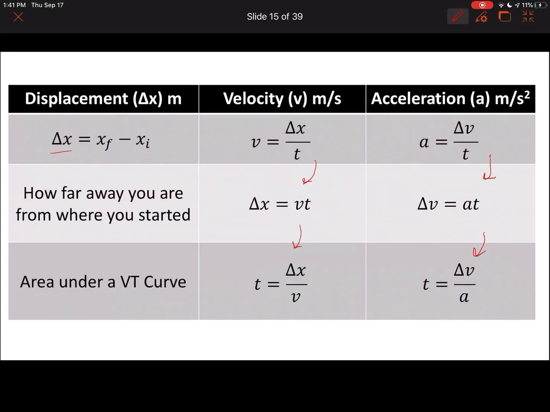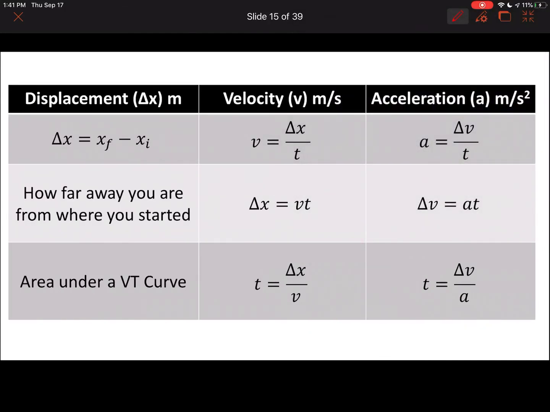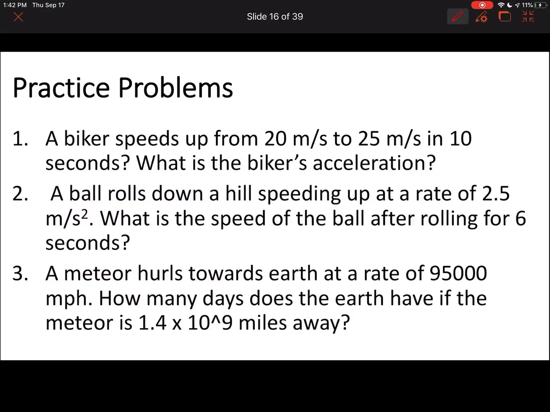If you are given, like in the last problem, where we knew that we needed to find time, and we were given a change in velocity and an acceleration, we could have skipped the step of rearranging our equation and just plugged into this equation. It's totally up to you how you want to do it, but all of these equations are available to you. Displacement is defined as how far away you are from where you started, and it is the area under a velocity-time curve, but we are not going to talk about that until the next video.